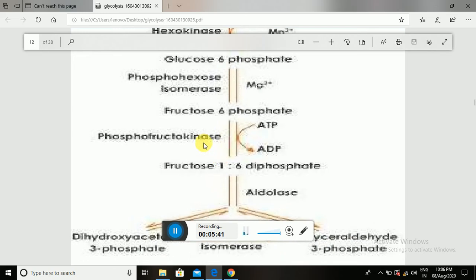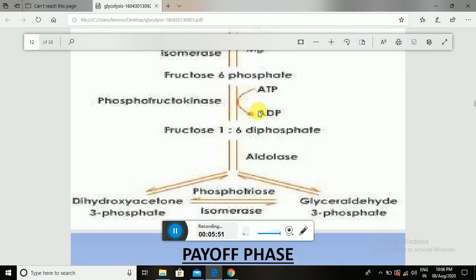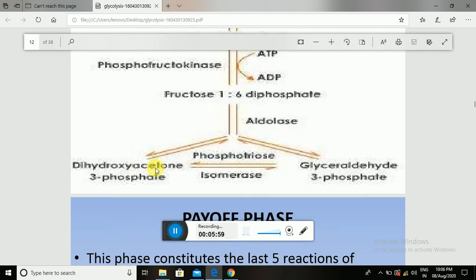Then this fructose 6-phosphate gets converted into fructose 1,6 diphosphate, and they have to invest the second ATP. The first ATP is invested at step one, and the second ATP is invested at step three. Then this fructose 1,6 diphosphate, or fructose 1,6 bisphosphate, with the help of the enzyme aldolase, will be converted into dihydroxyacetone phosphate and glyceraldehyde 3-phosphate. Dihydroxyacetone phosphate is a ketonic one, and glyceraldehyde 3-phosphate is an aldehydic one.